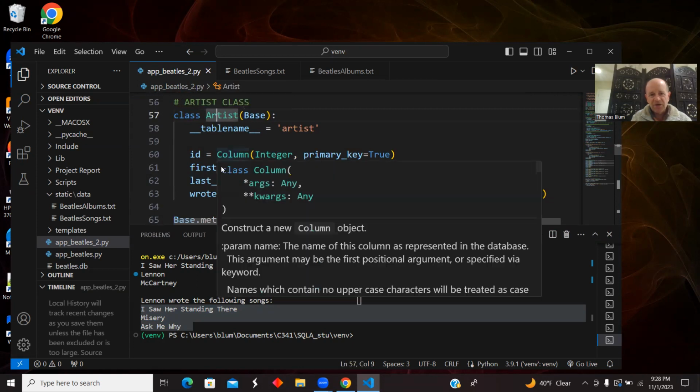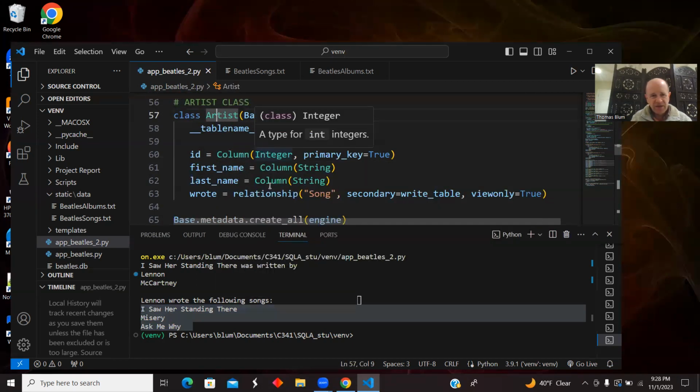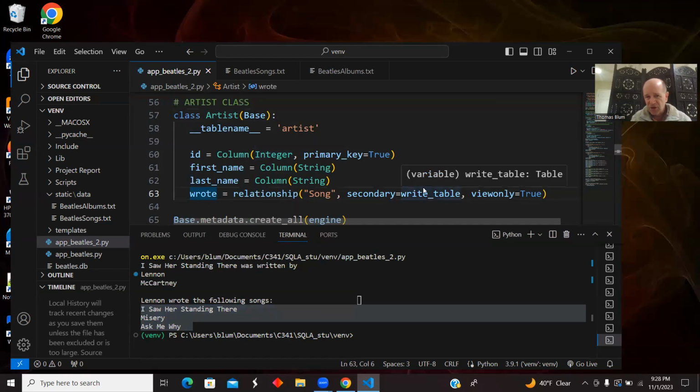Here's the artist. That's the new entity in this video, and it has a many-to-many relationship to song. And for artist, I've called that relationship wrote. It's a relationship to song, and again, it's through the bridge table. All right, that's what I wanted to show you on this one.